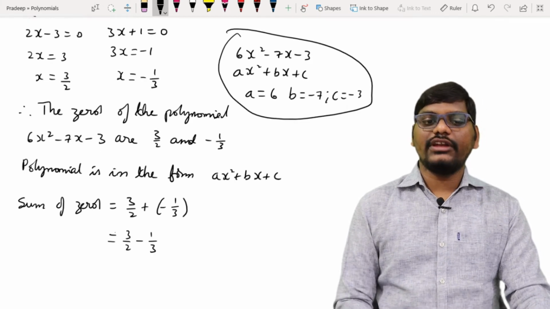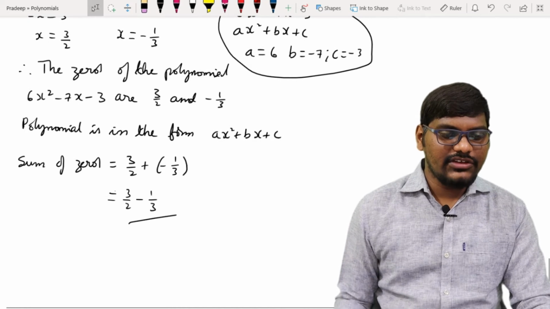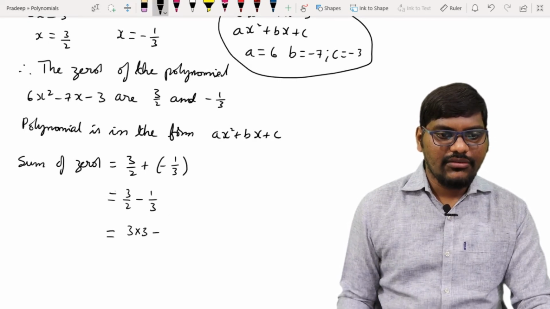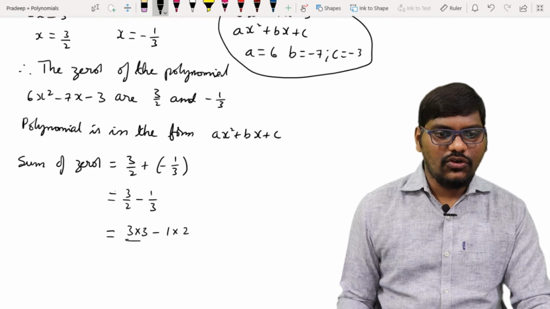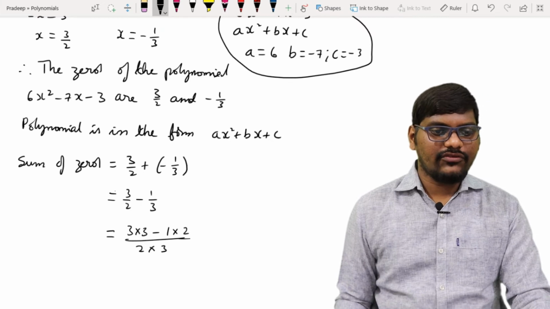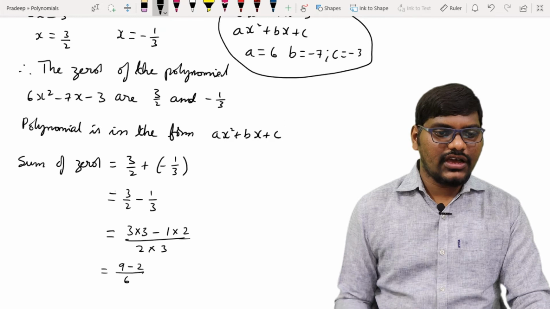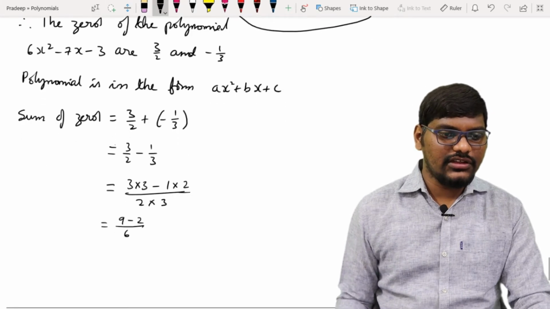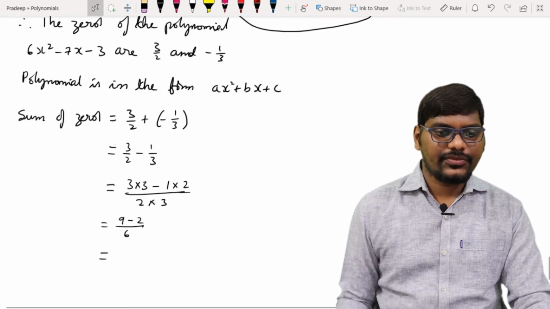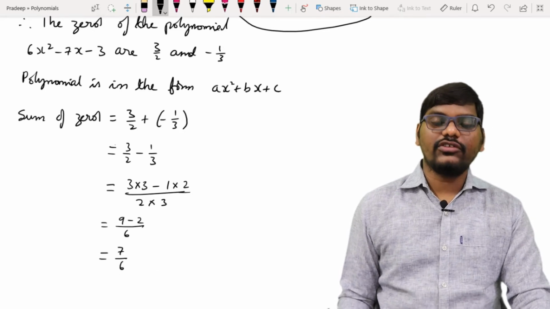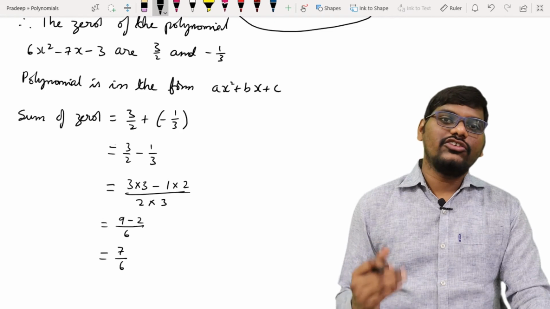As 2 and 3 are different denominators, we'll have to do LCM here. So I can write 3 into 3 minus 1 into 2 whole by 2 into 3. Further, 3 3s are 9 minus 2 1s are 2, and 2 3s are 6. So 9 minus 2, that is 7 by 6. So this is the sum of the zeros when we directly add the zeros which we got.